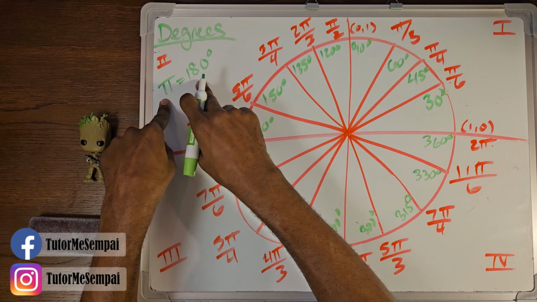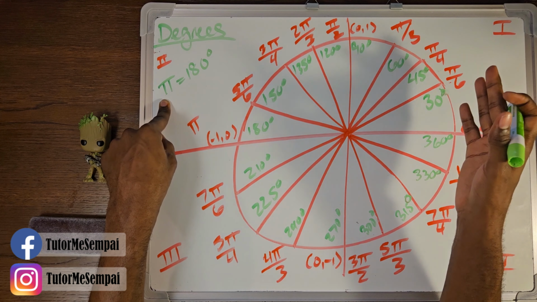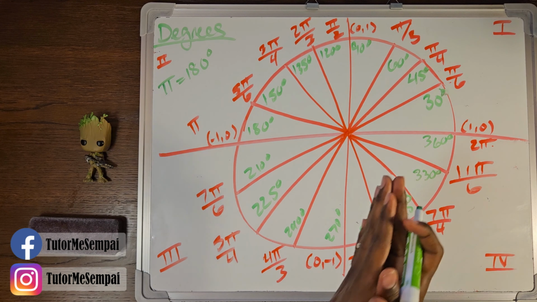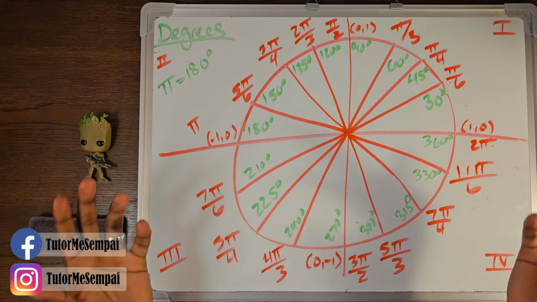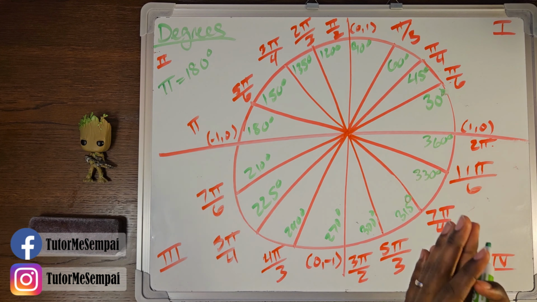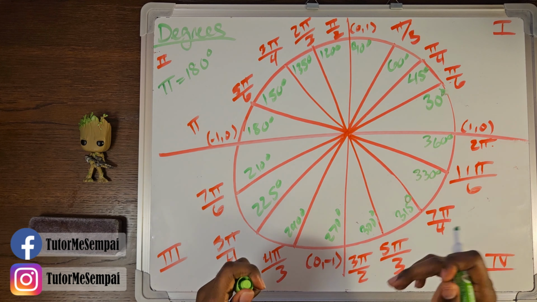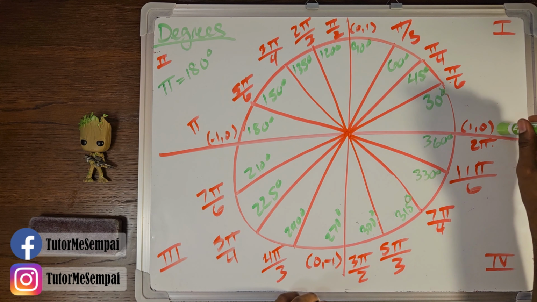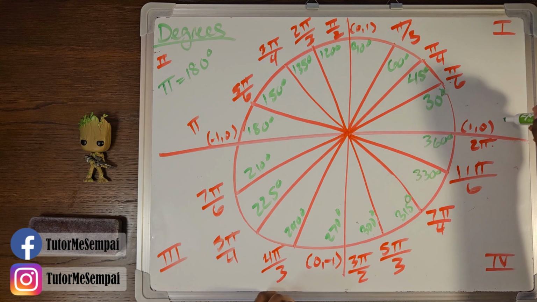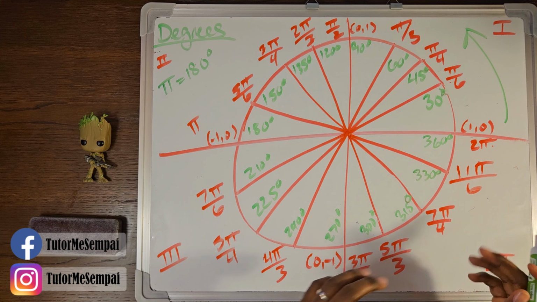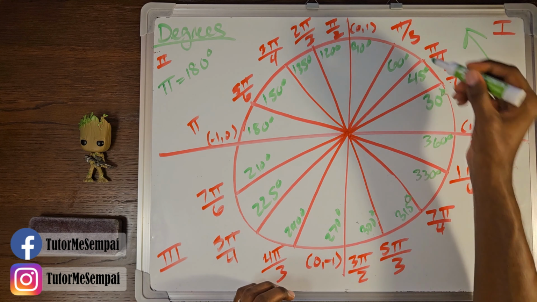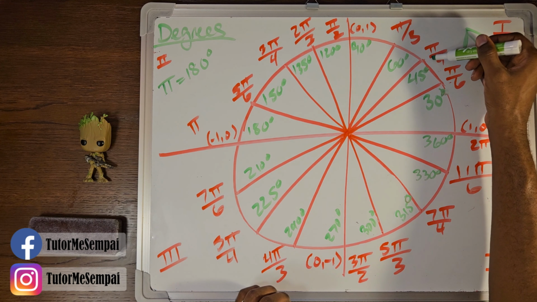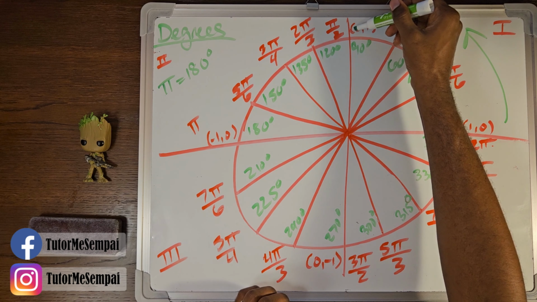Knowing that pi is 180 degrees, simply plug in 180 into each and every one of these radians to find the degree equivalent. But let's say you don't have your radians. Well, there's a simple pattern here that you can take advantage of. Like I said, this is very, very simple. We always start here, and we're always going to travel this way, counterclockwise. It's going to be 30 up, 15, 15, 30.